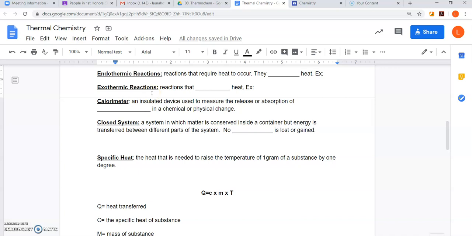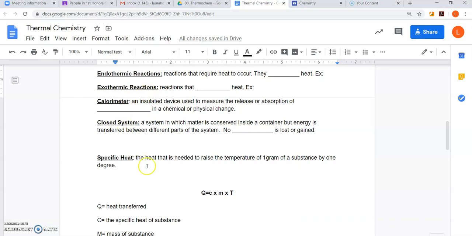Exothermic reactions are ones that produce heat. An example of that is a hand warmer. When you go to a football game and it's really cold and you take your hand warmers, you actually break 2 different parts in the hand warmer, and those compounds start to react. When they react, they produce heat. Okay, that's an exothermic reaction.